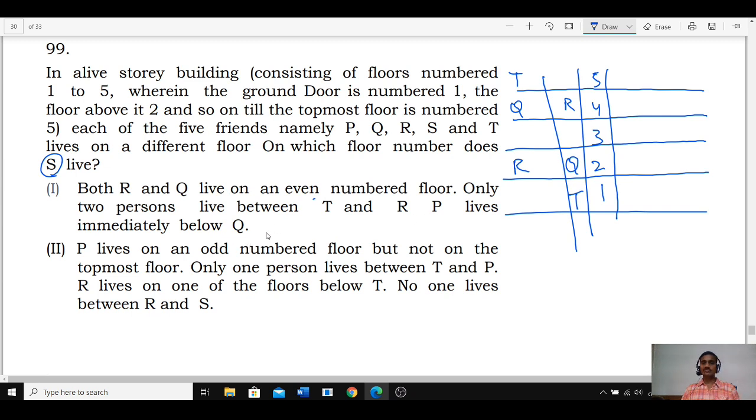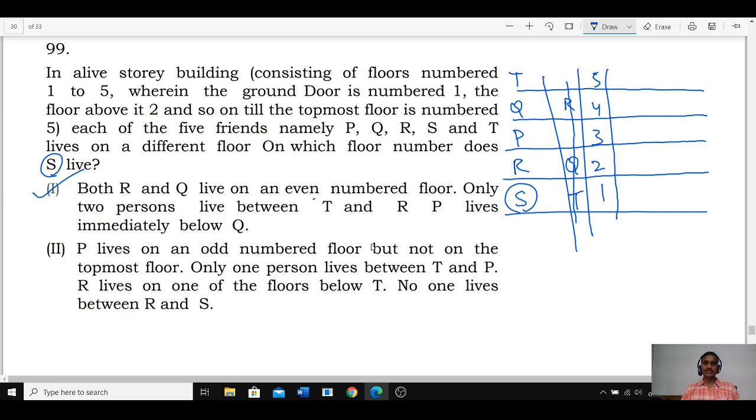P lives immediately below Q. P is immediately below Q. Here P immediately below Q is not possible at all. Hence P lives immediately below Q. Then what is your answer here? 1 alone is sufficient. On which floor does S live? S lives on the first floor. 1 alone is sufficient as of now.